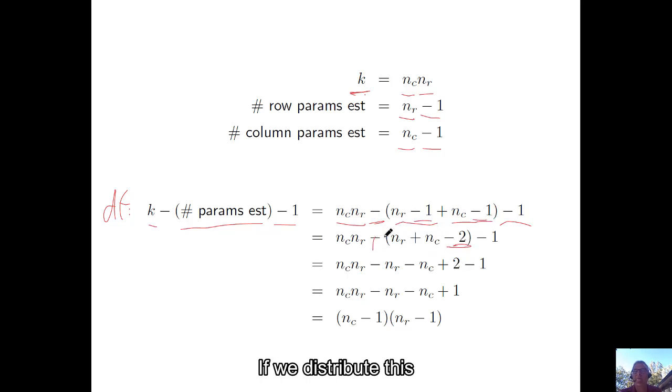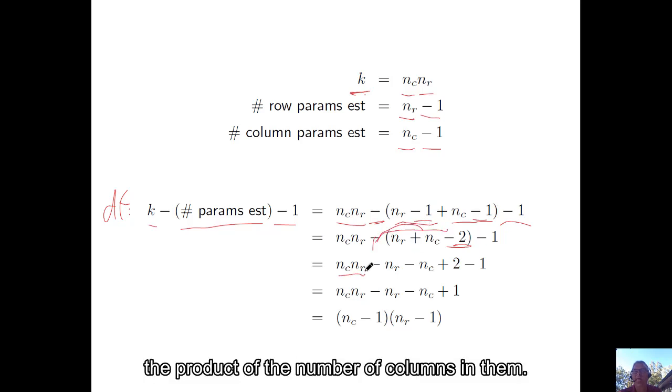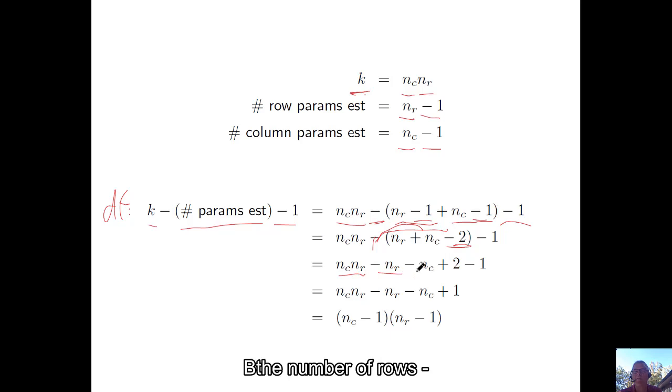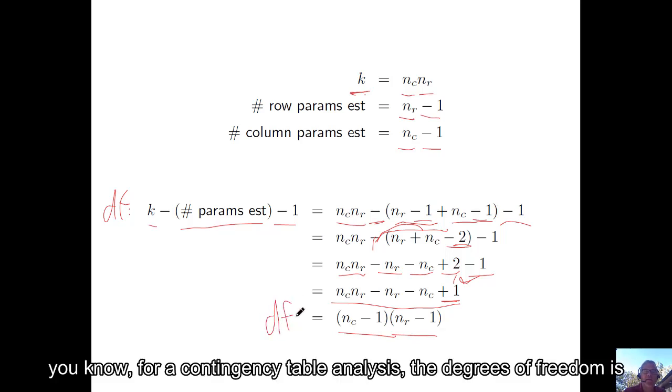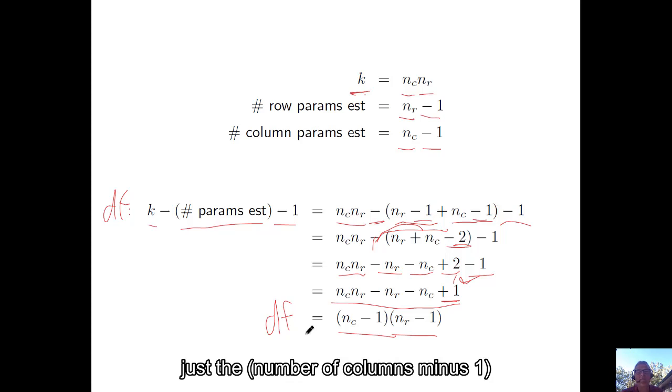If we distribute this negative sign, we get the product of the number of columns and the number of rows minus the number of rows minus the number of columns plus 2 minus 1. Of course, these can combine. So plus 2 minus 1 is just plus 1. So we get this expression here, and that can be simplified to the number of columns minus 1 times the number of rows minus 1. So sometimes people will say, for a contingency table analysis, the degrees of freedom is just the number of columns minus 1 times the number of rows minus 1.